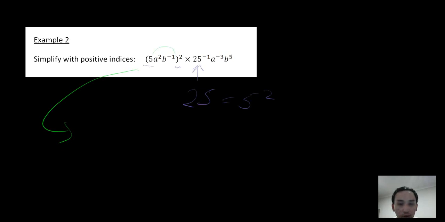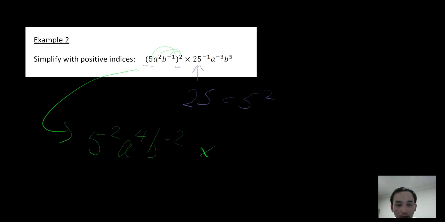So this one goes over with the 2. So does this one. So does this negative 1. So we're going to have 5 to the power of 2. We really have 5 to the power of 1 here times 2. And we have a to the power of 2 times 2, so we have a to the power of 4. b to the power of negative 1 becomes b to the power of negative 2.